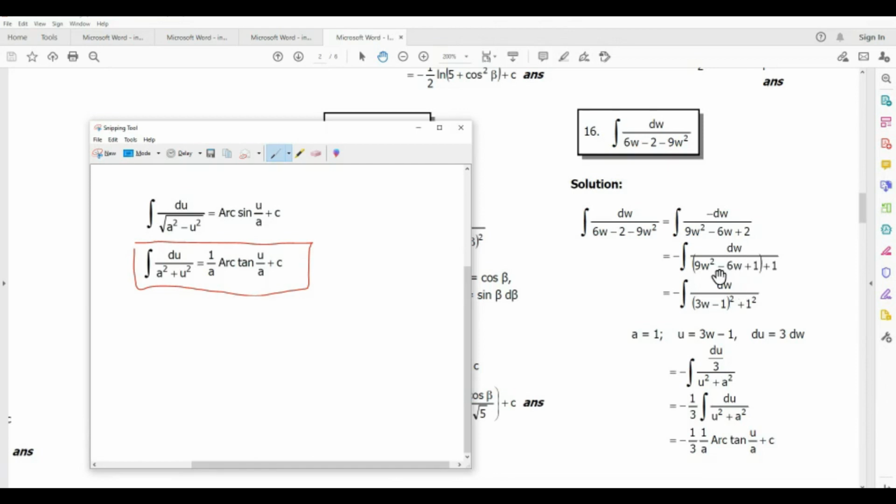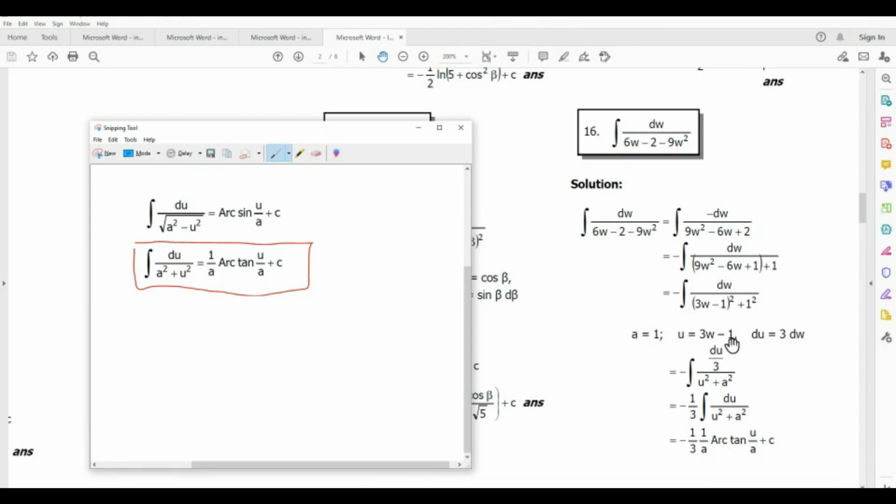So, here, this is 3w and minus 1 is square. Pag multiply mo yung ganun, may procedure ako niyan. And square then this one. So here, your A is equal to 1, tapos your U is equal to 3W minus 1.